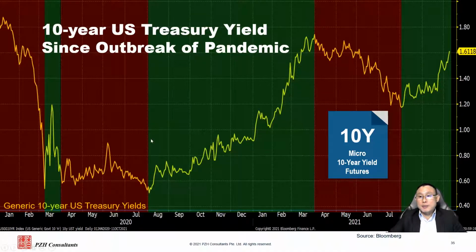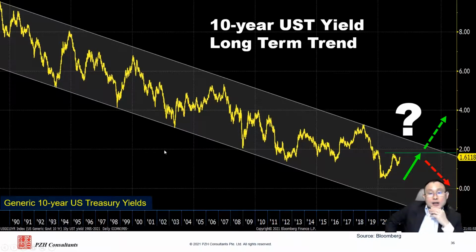But if you look at a long-term interest rate, if you look all the way back to post Paul Volcker days in the 90s, the US Treasury interest rate has been on a downward trend. And I personally think that the resistance is actually at 2%. But feel free to draw your own conclusion.